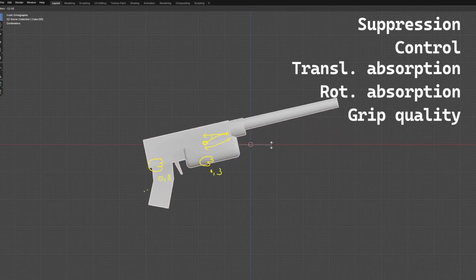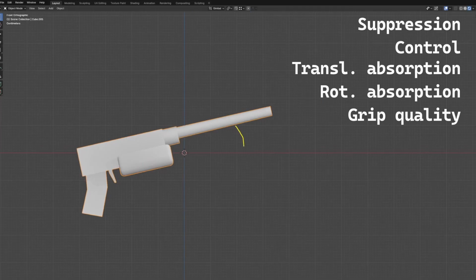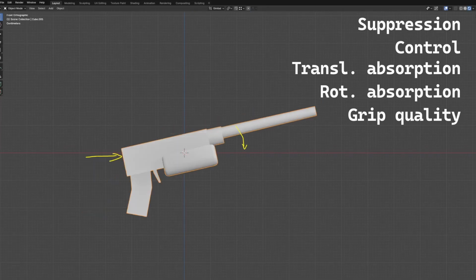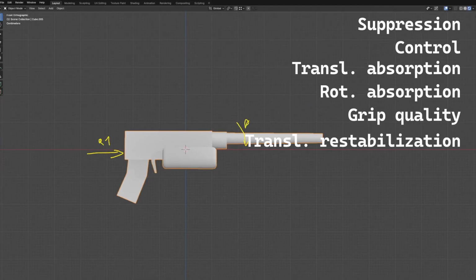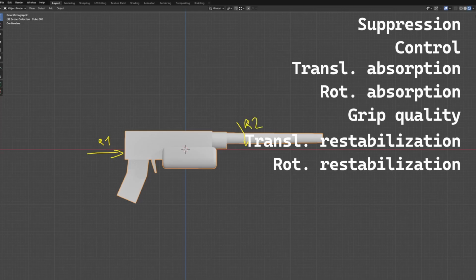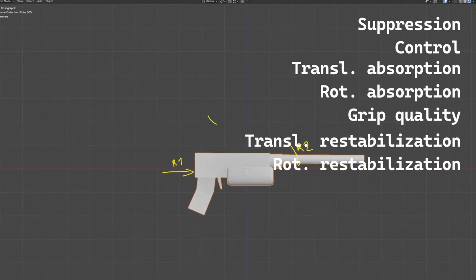Now all the energy has been spent, and the weapon will be translated and rotated in accordance with the recoil applied. After all of this is done, the shooter will bring the weapon back to its original position. Since both translation and rotation need to be reset, this gives us two new variables, recoil translational restabilization and recoil rotational restabilization. One last thing.